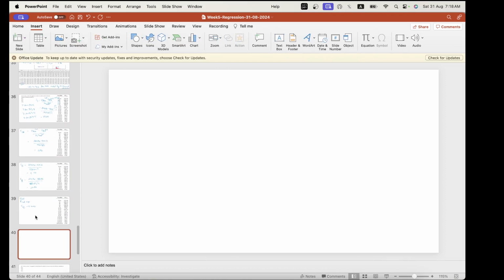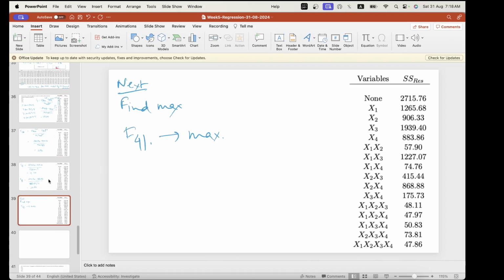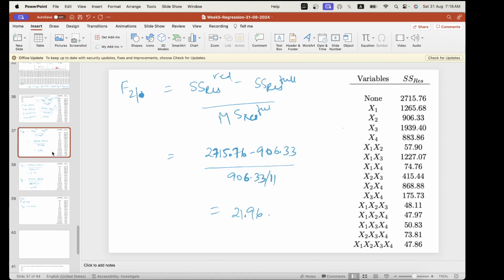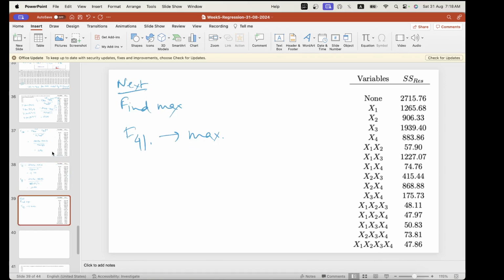Yes, so this is the thing, finding out the maximum. Here again we find that F4 given intercept has the maximum F value, that is 22.80. Now we have to check if F4 given intercept is greater than F in or not. So F in would be how much? It would be F alpha 1 and df of the full model. So df of the full model is how much? That is 11.